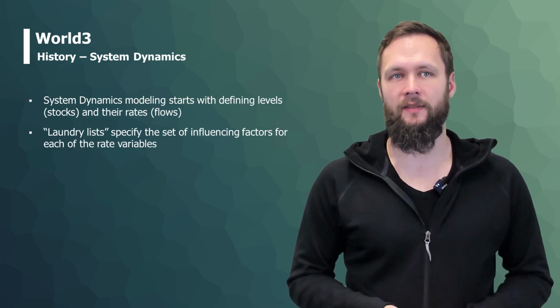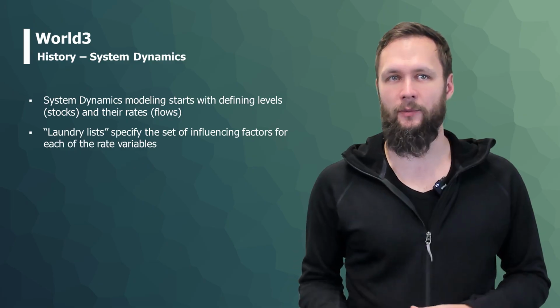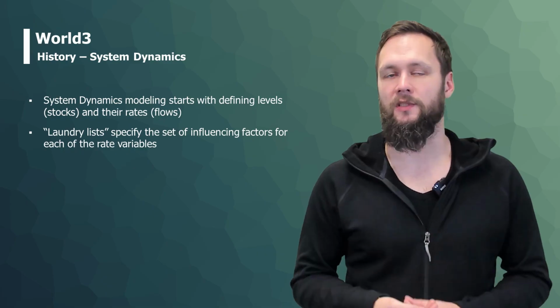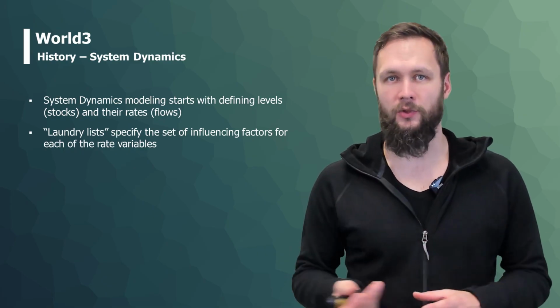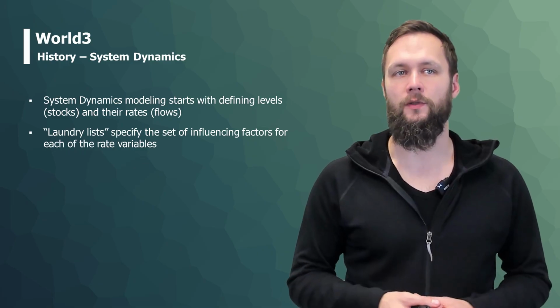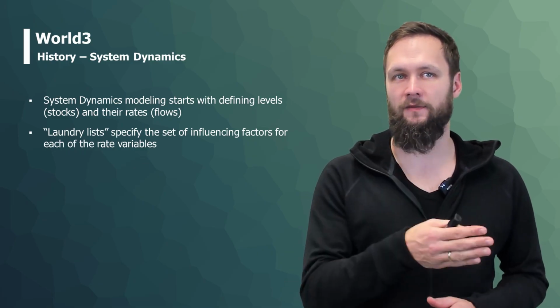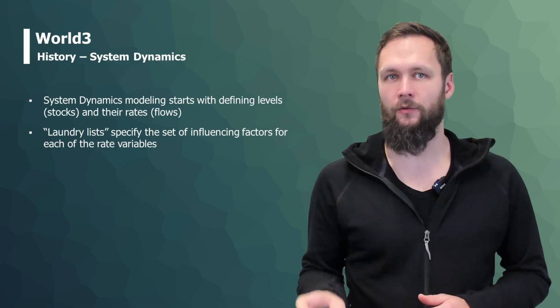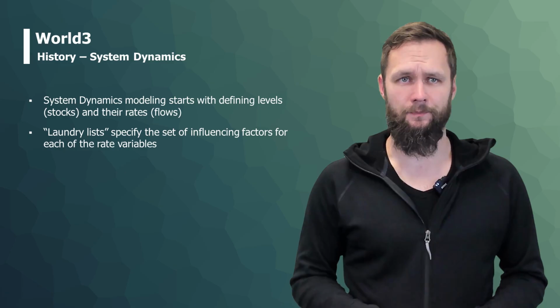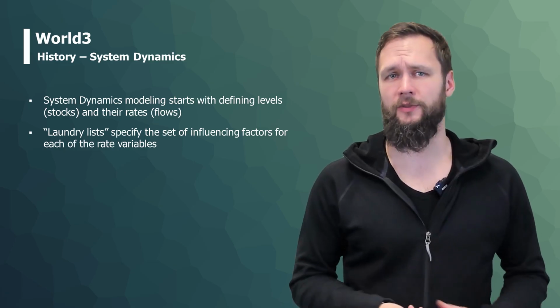System dynamics is a language or an approach that starts with defining so-called levels, or you can also call them stocks, and their corresponding rates or flows. And they also have so-called laundry lists, which specify the set of influencing factors for each of the rate variables. Sounds a little bit confusing, so let's make this more intuitive by using examples.